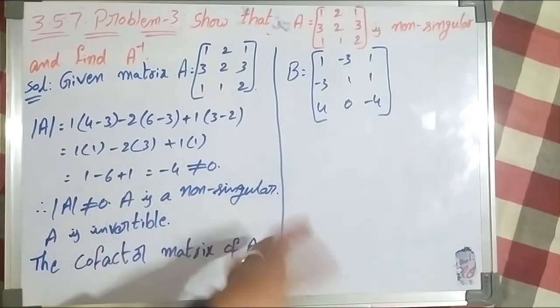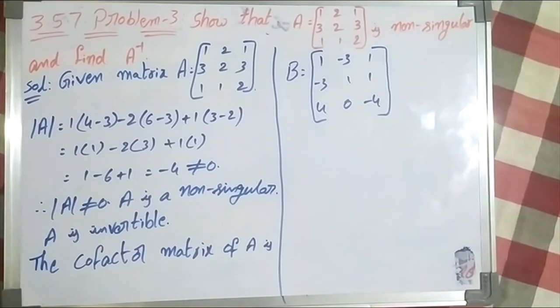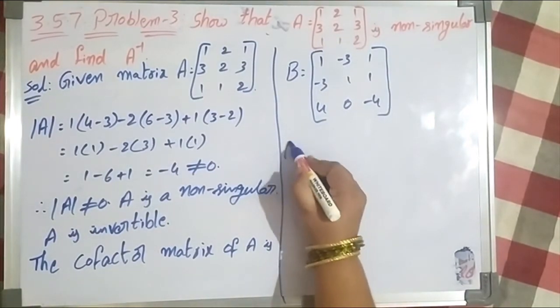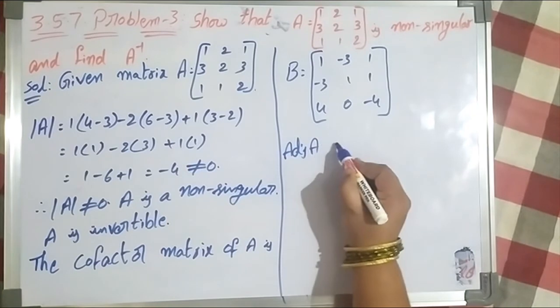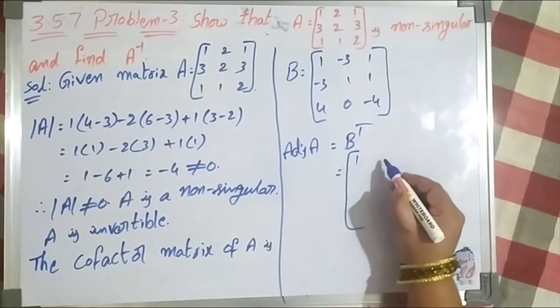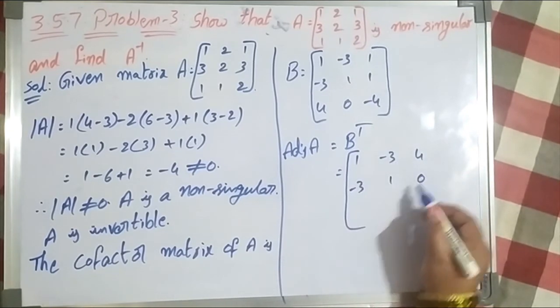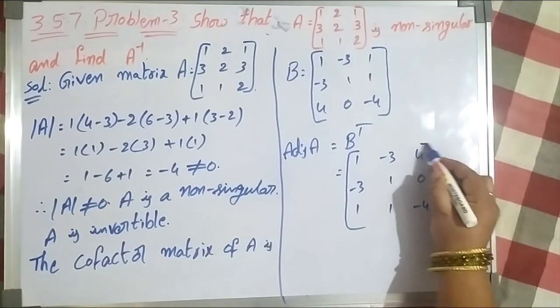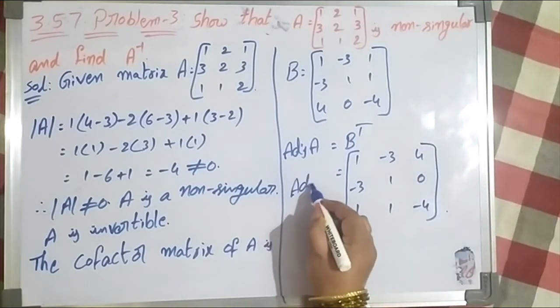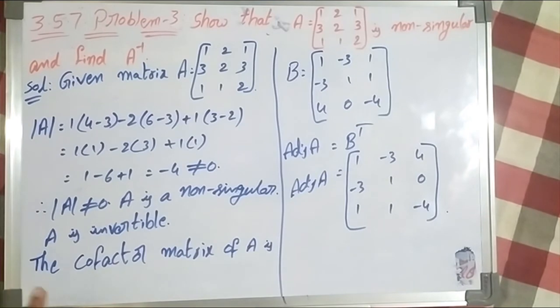How to find a cofactor matrix. By using that, we find the matrix B. And adjoint of A is equal to B transpose. That is equal to 1 minus 3 4, minus 3 1 0, 1 1 minus 4. This is the adjoint of A. Next we have to find the A inverse, the inverse of the given matrix.